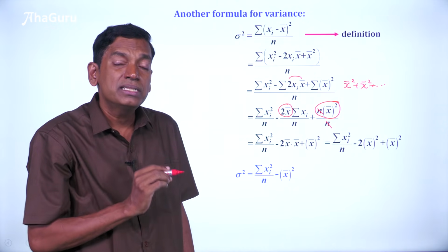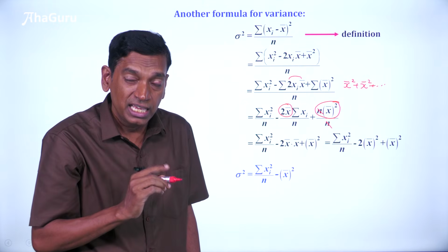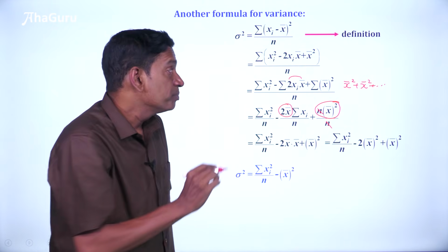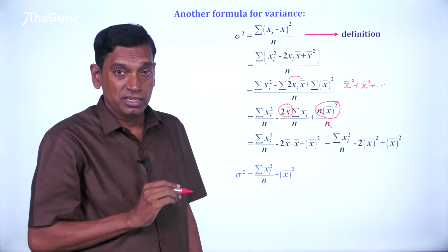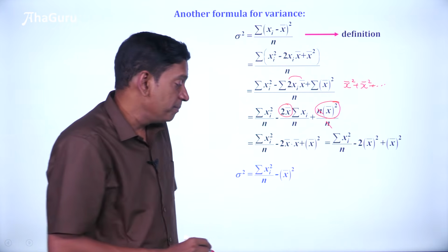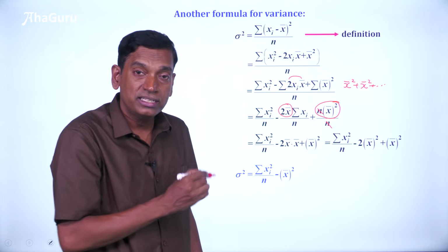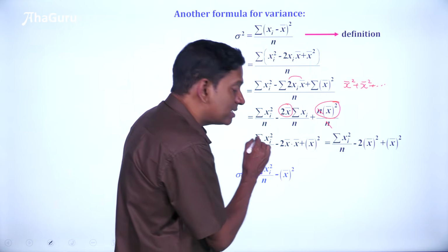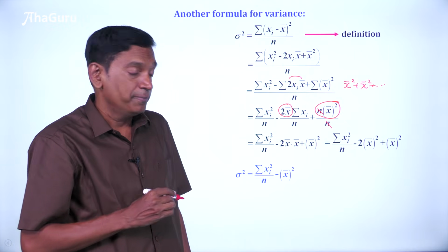Now this is a much simpler formula to use than the original definition in many situations. Why? Because here you have to do xi minus x bar for each observation. But in this new formula, you just do x1 square plus x2 square plus x3 square, etc., and then finally subtract x bar square. This becomes very easy.